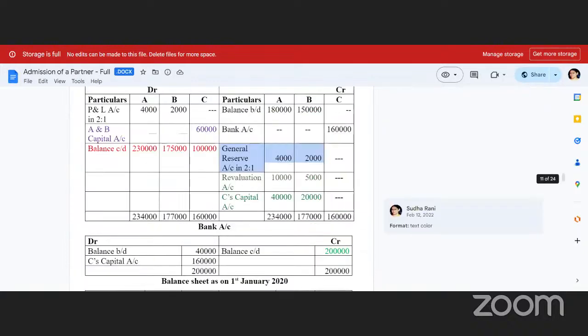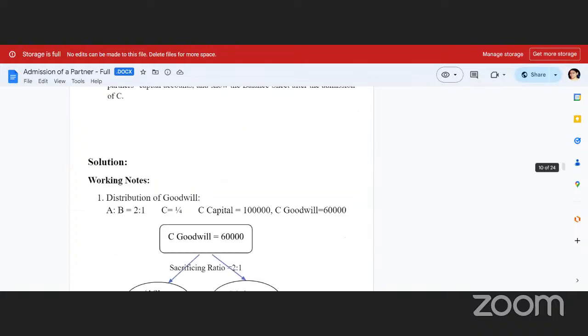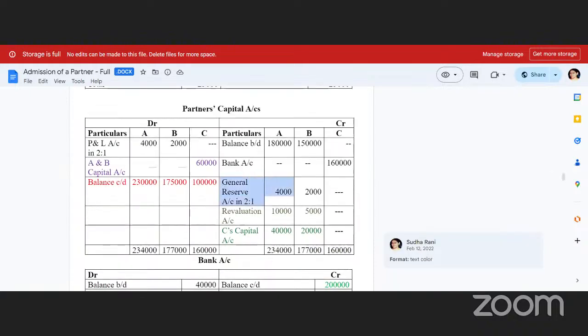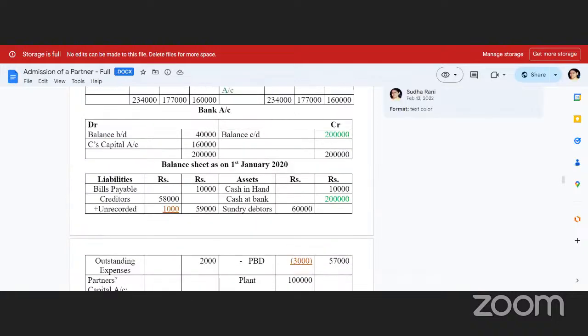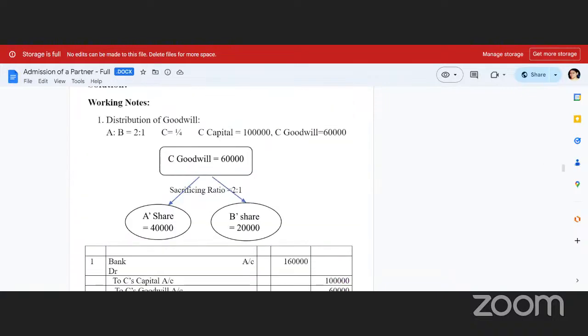Remember, balance sheet items as they are will come only one time. So the general reserve, the 6,000, we already took in the capital account of the partners. So we should not take it again in the new balance sheet. Did you get it? Whatever you have taken from the old balance sheet to the partners' capital account will not come.